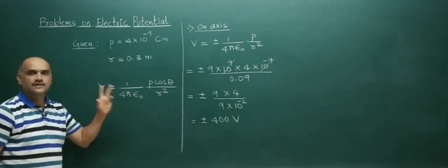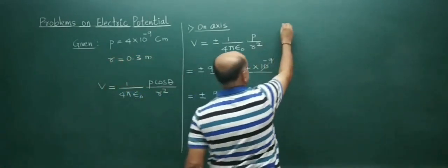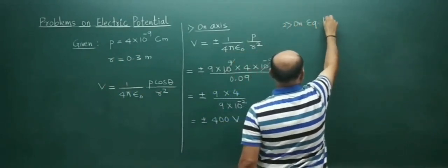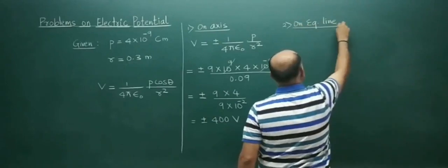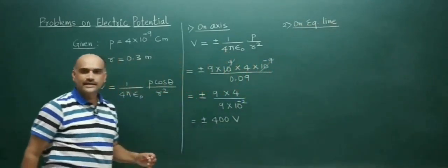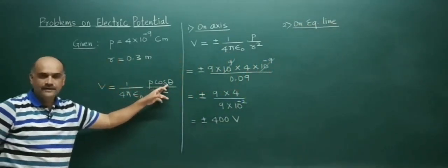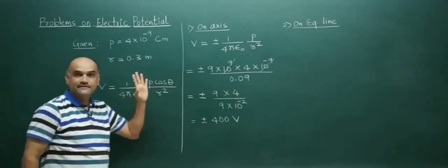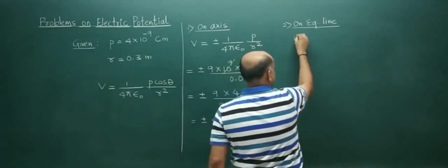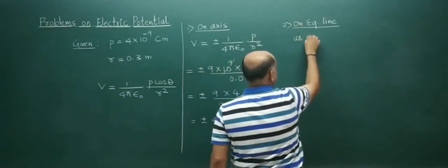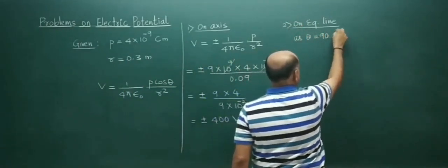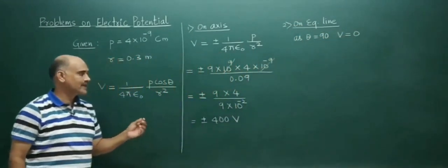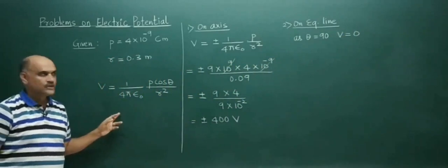Clear, students? Now, if I take the second case, on the equatorial line, theta will be 90, cos 90 is 0, so potential will be 0. So as theta is equal to 90, V will be 0. Potential on the equatorial line will be 0.